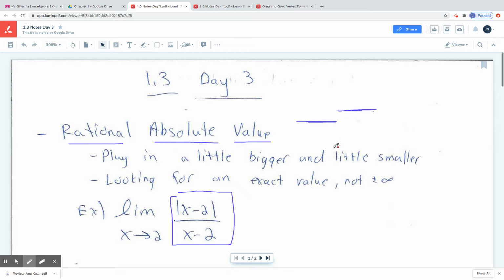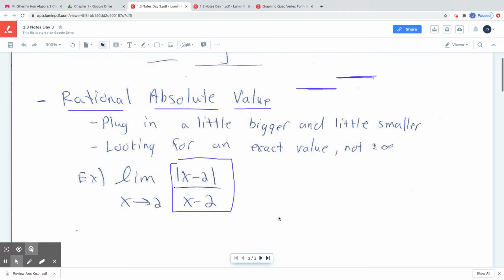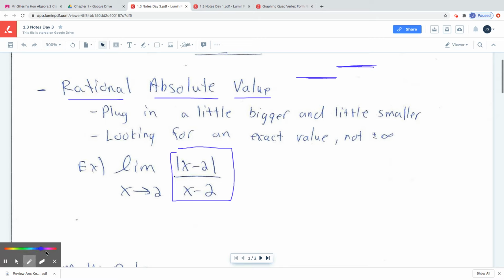So what we're going to do is very similar to what we did when we're at an asymptote, where we're going to plug in something a little bit bigger and a little bit smaller. The only difference is we're looking for the exact number value, not just if it's positive or negative infinity. All right. So if I'm going to plug in something a little bit bigger than 2, we're going to do the same thing we did before.